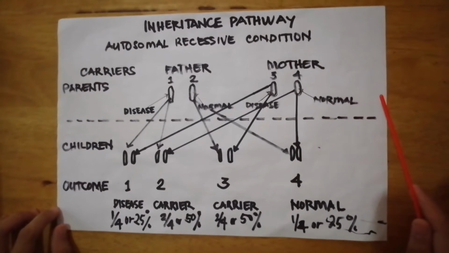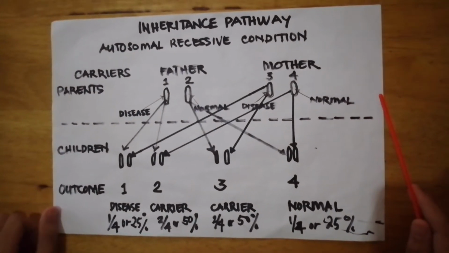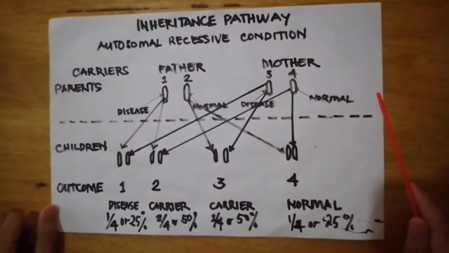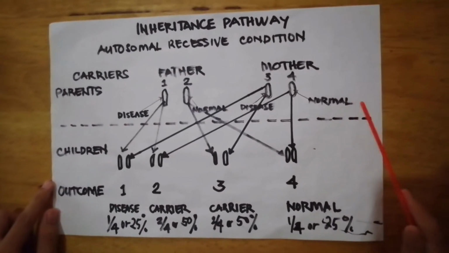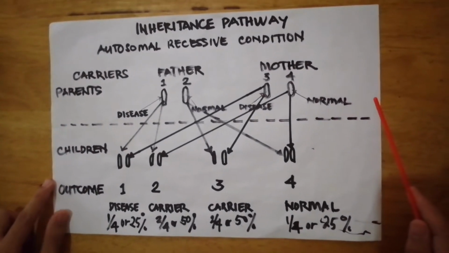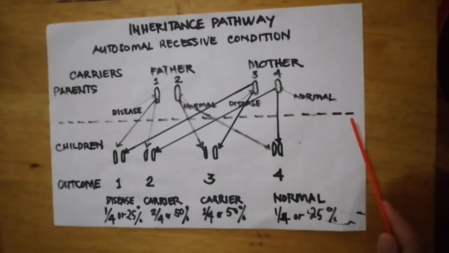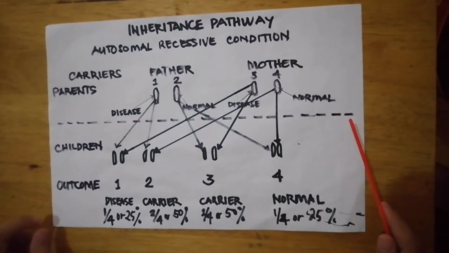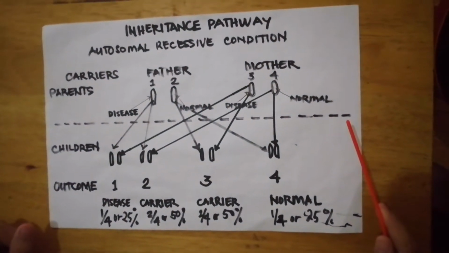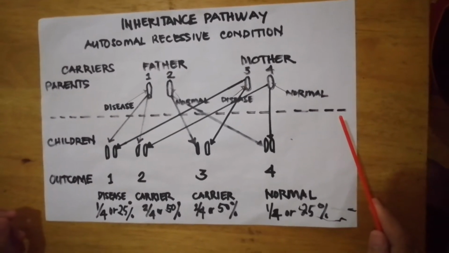So now I'll be teaching you how to calculate the possibility or risk of one of the offspring having an autosomal recessive condition. In order to calculate the risk, it is very helpful to draw an inheritance pathway. By using this method, you can always work out the risk of various outcomes based on the genetic status of the parents. So I'll be using some examples to make it clearer.